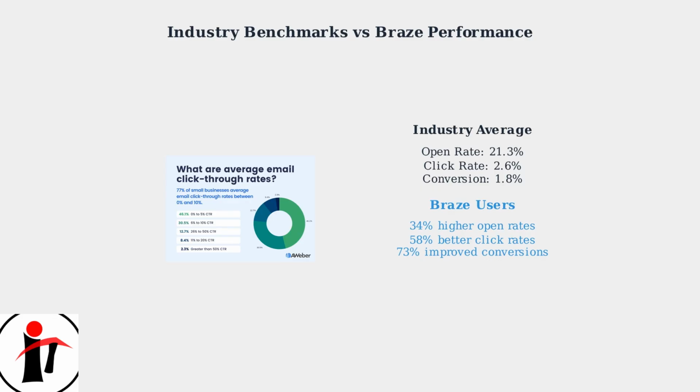Effective delivery configuration combines the right timing strategy with thorough testing and continuous performance monitoring. By leveraging Braze's intelligent scheduling and tracking capabilities, you can significantly improve your email campaign results.